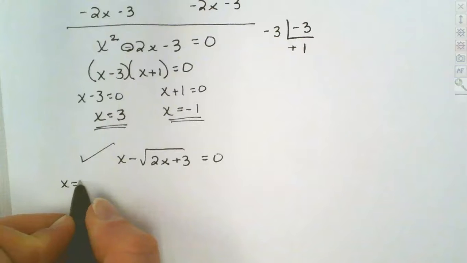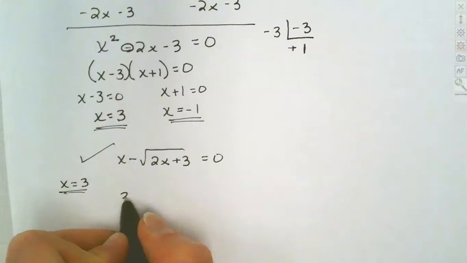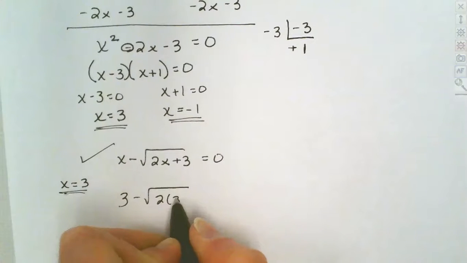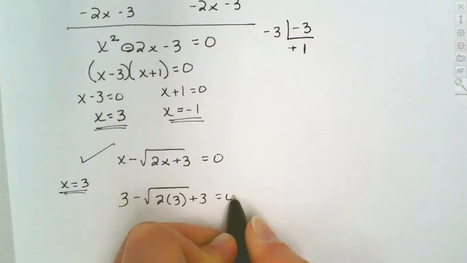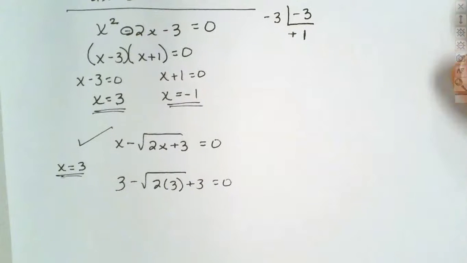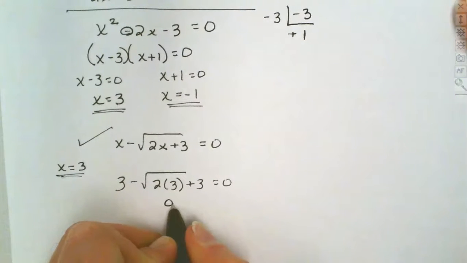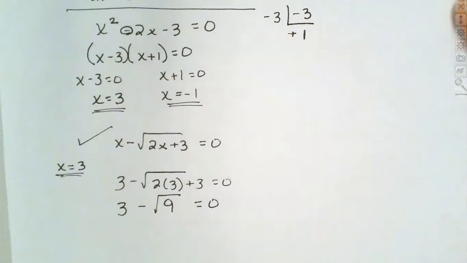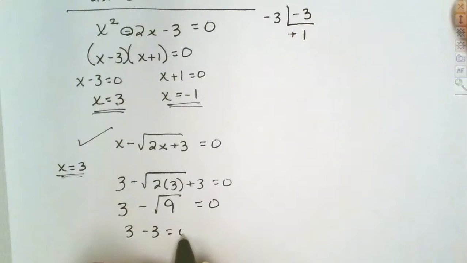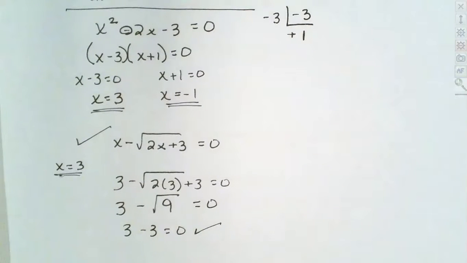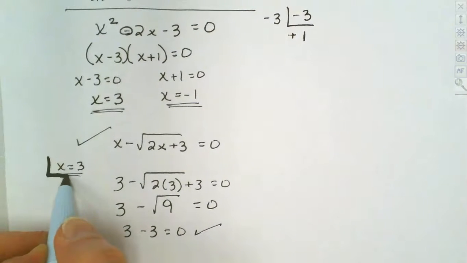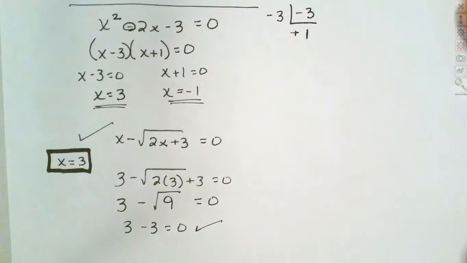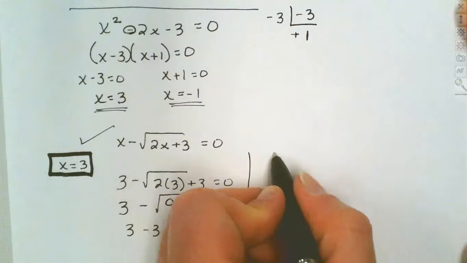So we're going to plug in 3. Let's see if 3 will work. It's going to be 3 minus the square root of 2 times 3 plus 3. 2 times 3 is 6, plus 3 more makes it 9. And what do we know about the square root of 9? 3. And we know then that 3 minus 3 does in fact equal 0. So x equals 3 works. Now they might both work, so we have to check them both. So we checked x equals 3. Now we're going to check x equals a negative 1.